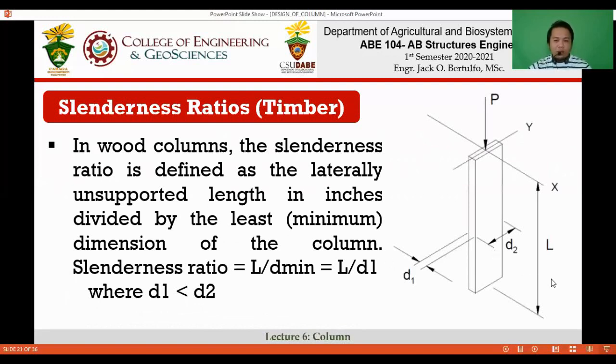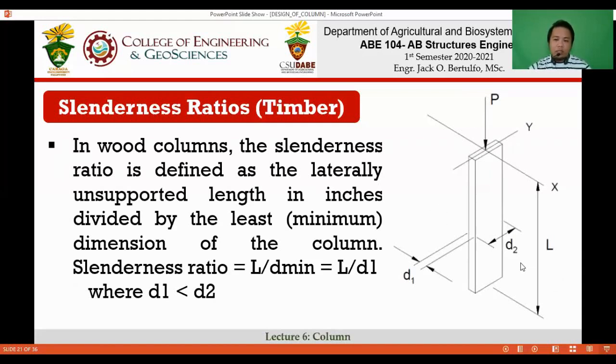So how do we calculate the slenderness ratio of timber? In wood columns, the slenderness ratio is defined as the laterally unsupported length in inches divided by the least dimension of the column. So the slenderness ratio can be calculated by L over d. Earlier, the slenderness ratio was L over r, where r is the radius of gyration. Now for timber, we will use this formula if our cross-section is rectangular or square: L over d min, where d min is the minimum, or the least, dimension. Okay, but there are some cases where your column is supported laterally.